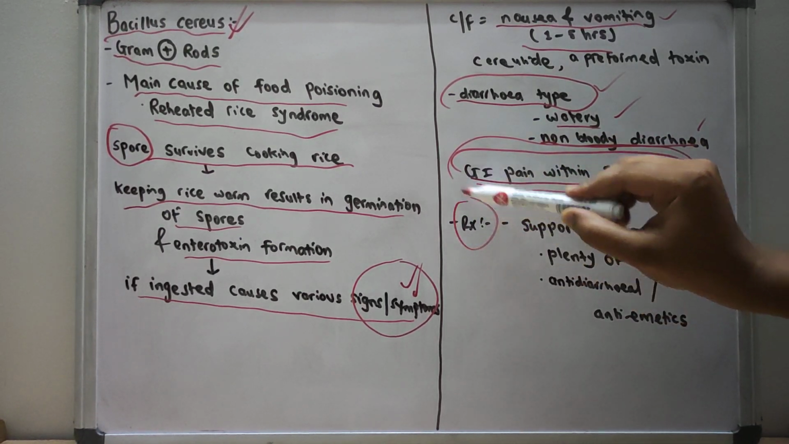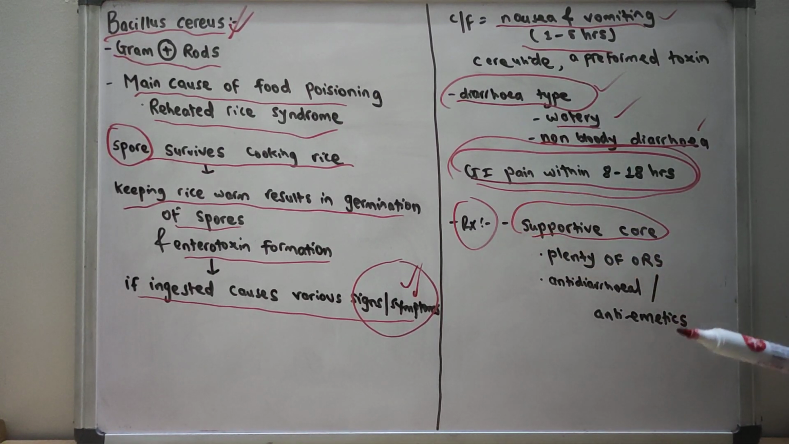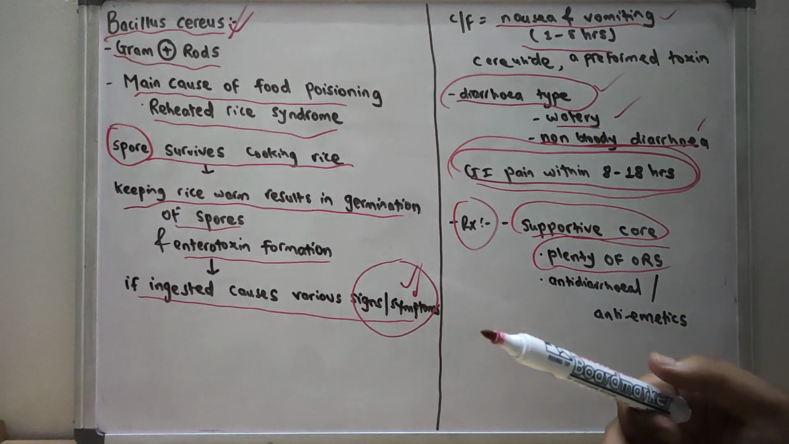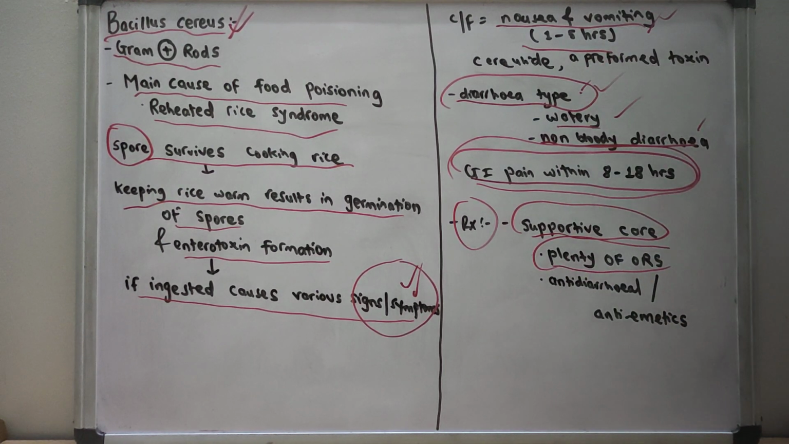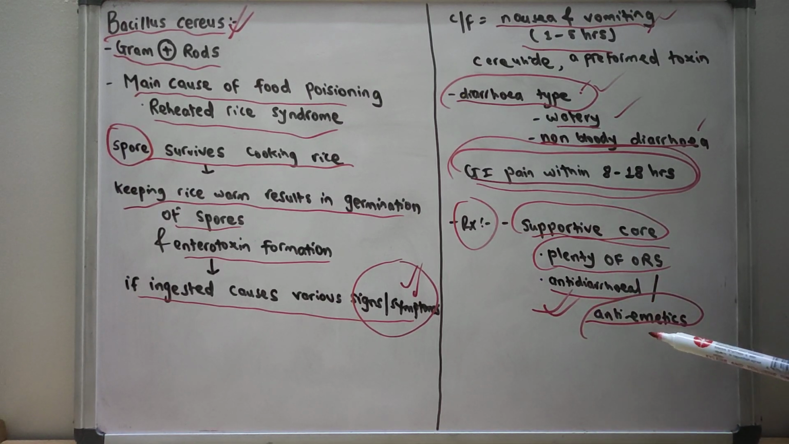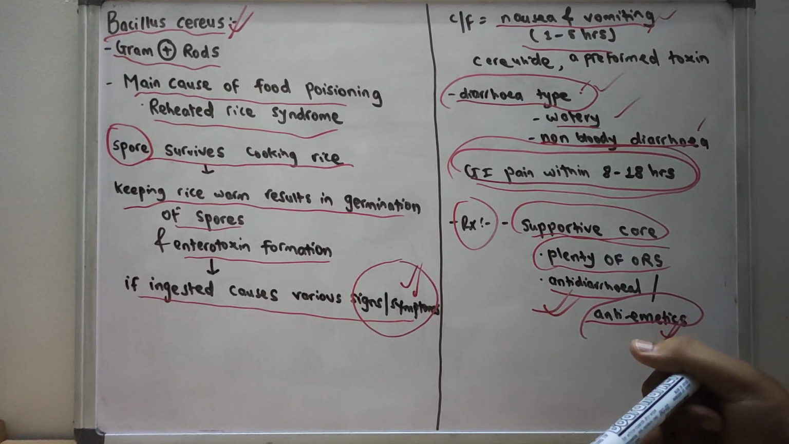The management of this reheated rice syndrome is supportive care. We ask the patient to take plenty of ORS, and if the vomiting and the diarrhea are not controllable, then we give antidiarrheals or antiemetics. Loperamide can be given as an antidiarrheal, and antiemetic drugs like ondansetron or domperidone can be given.